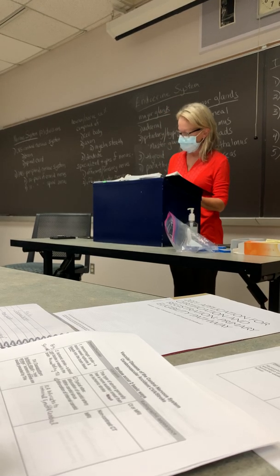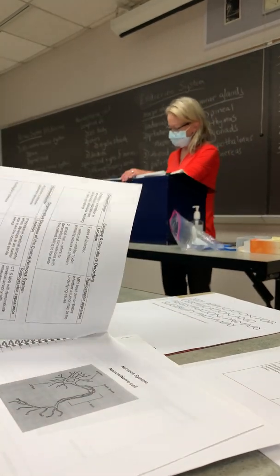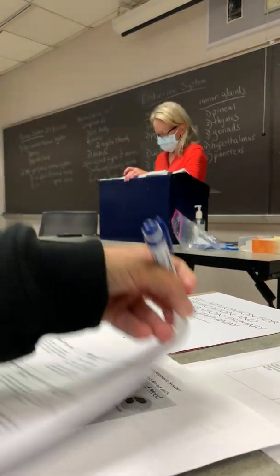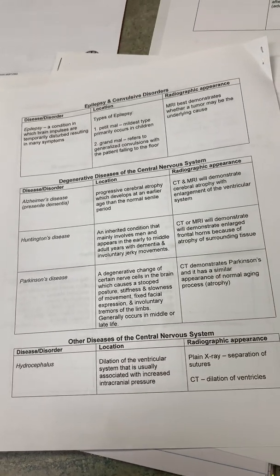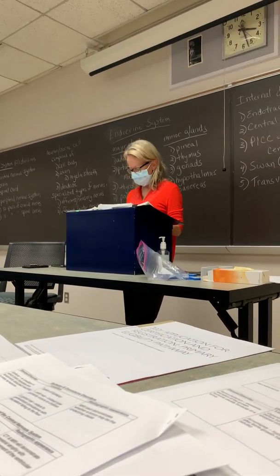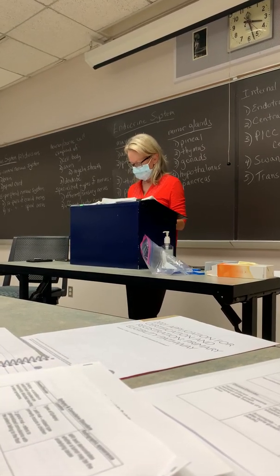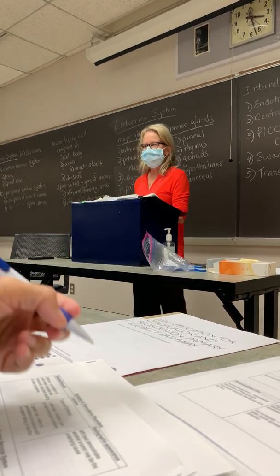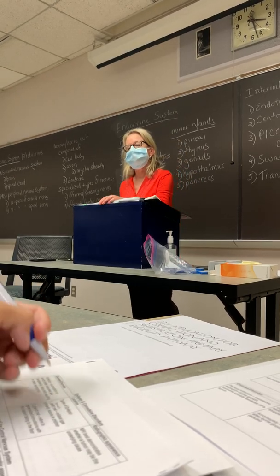Okay, epilepsy and convulsive disorders. Epilepsy is a condition where the brain impulses are temporarily disturbed. You need to name the two types for your test. Number one is something known as petit mal, just think of little, petite. That's the mildest type. Usually kids get these, and it's just a brief episode of a seizure.